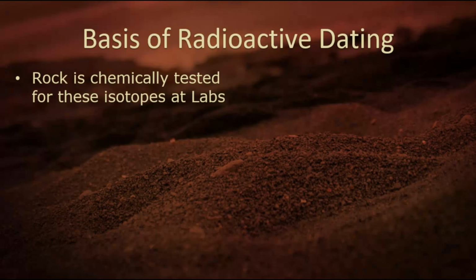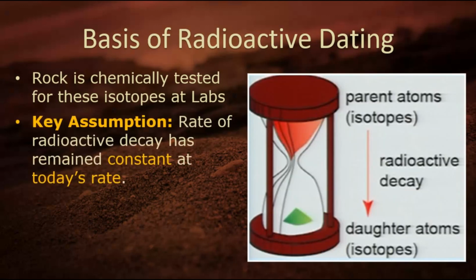So how does this work? Rock is chemically tested for these isotopes at laboratories. But the key assumption is the rate of radioactive decay has remained constant at today's rates. So they assume nothing changed in the past. That's the concept that secular scientists use today, to use today to interpret the past. They don't believe in a global flood. They don't believe in creation. So they assume what we see today has always happened for billions of years.